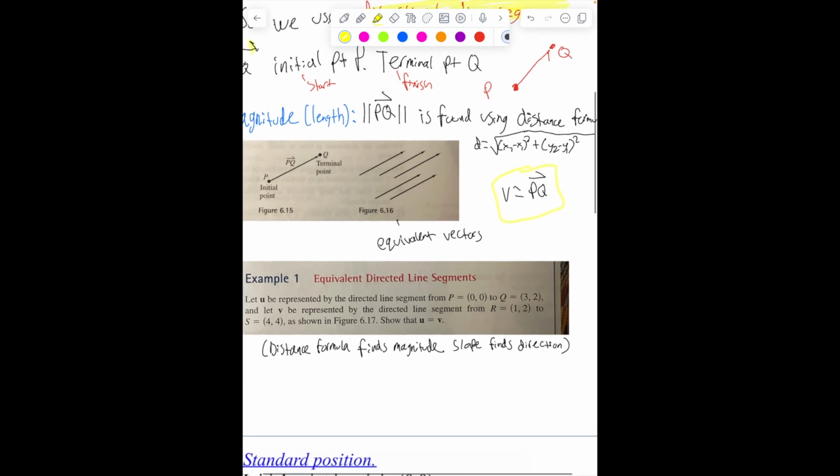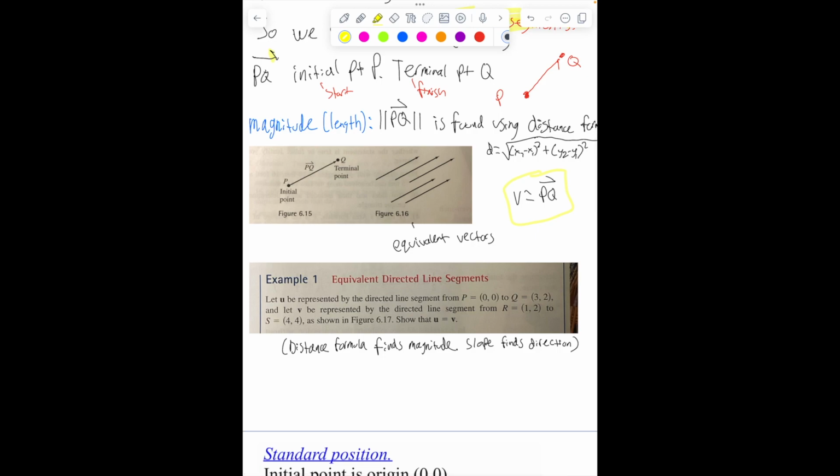So let's look at an example. Let U be represented by the directed line segment. I'm given P coordinates, I'm given Q coordinates. That's for U. And then we also have to look at V, which goes from R to S. To determine the magnitude and the direction, I have to find the distance and I have to find the slope. The first one I'm going to start with is U.